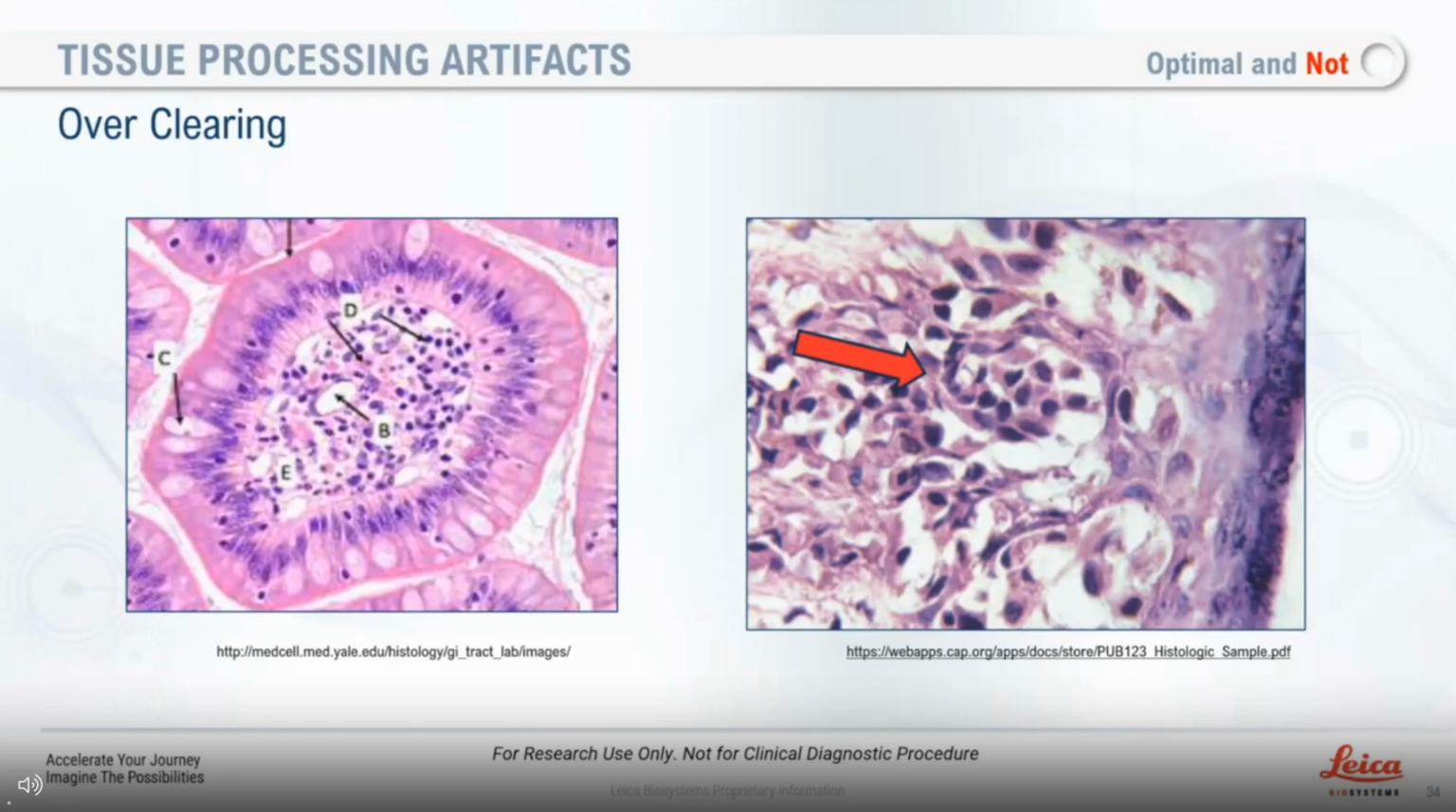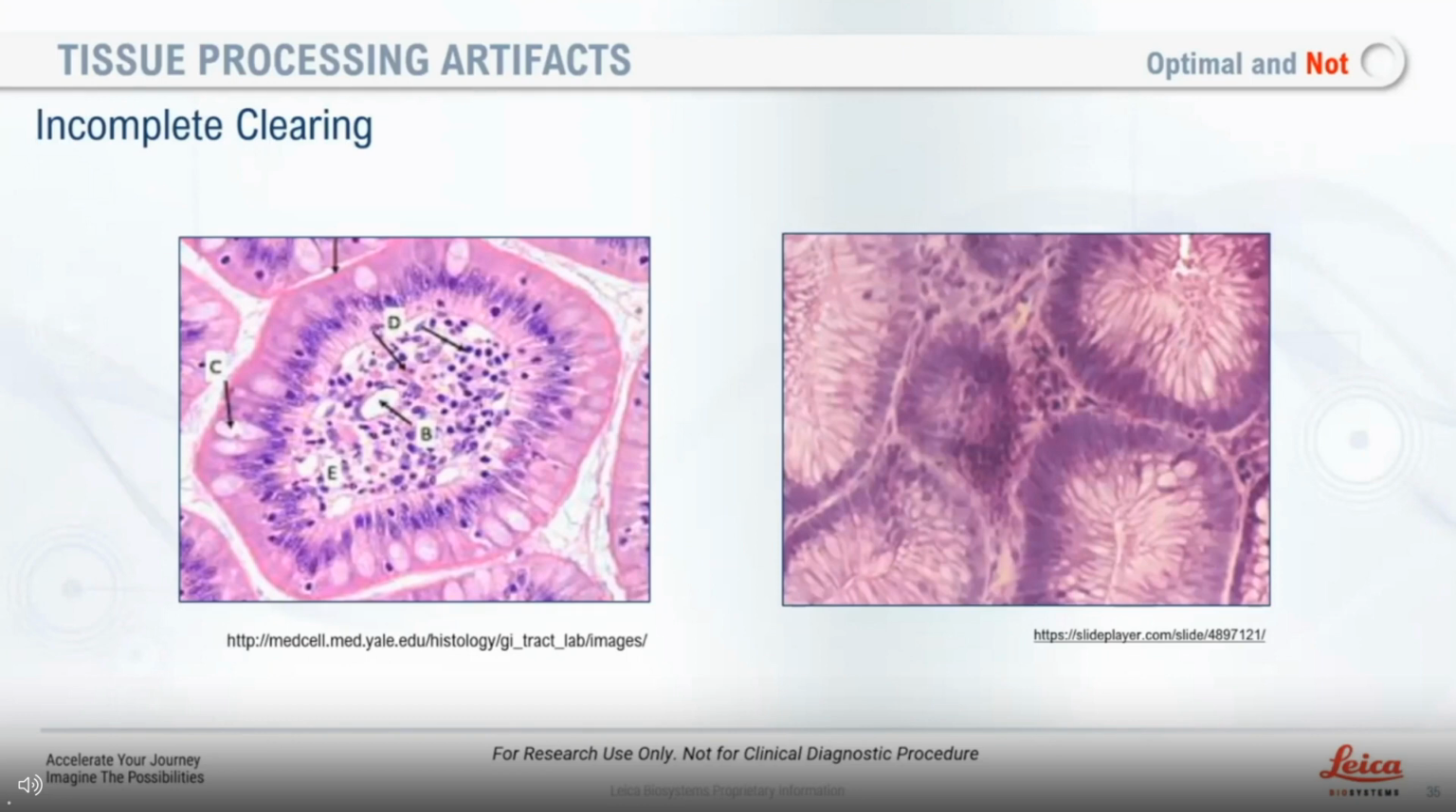Again, if xylene is used, it has that dehydrating characteristic like alcohol. So the sections are more difficult to cut. They can show the chatter and areas of dark staining. So be mindful of the steps of your clearing.